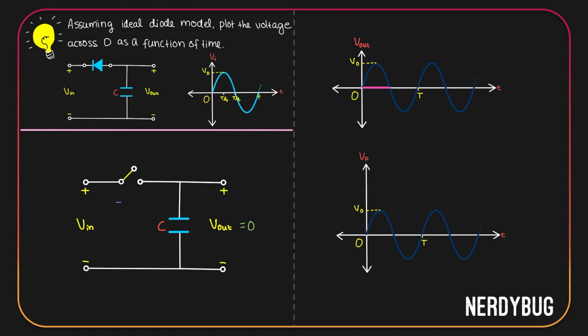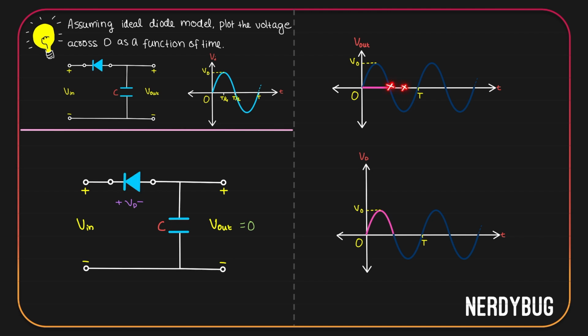Let's mark the potential across the diode as VD. The diode is modeled to be an open circuit, so the entire input voltage is going to drop across the diode. VD is going to be equal to V in during this time. Let's plot it on the graph. Let's bring back the diode to see what happens after that.